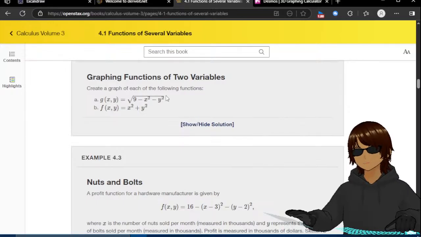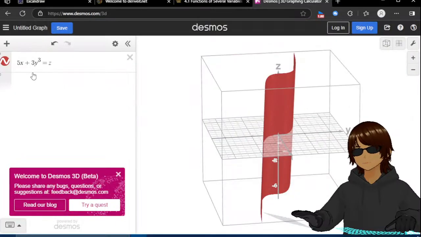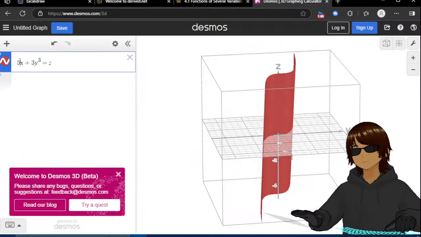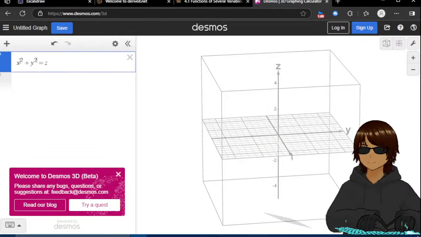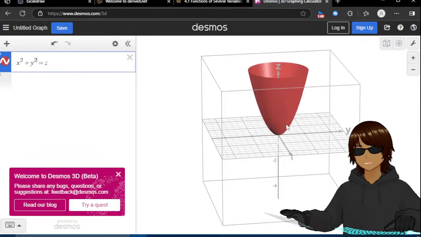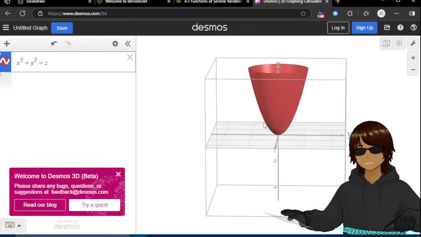Create a graph of each of the following functions. Let's try x squared plus y squared. Square, square. Oh, it's like a parabola, right?